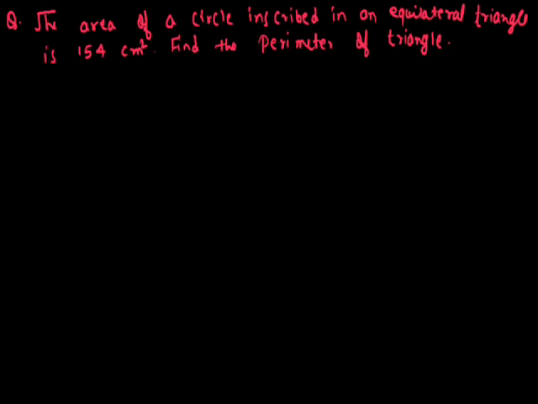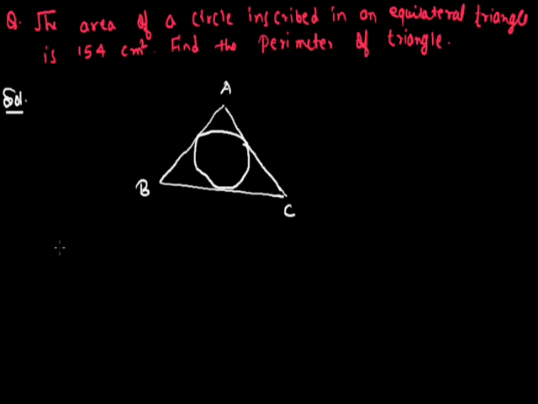Now we have to find the perimeter of the triangle. Now the solution. It is given the area of a circle inscribed in an equilateral triangle. Suppose ABC is an equilateral triangle. Now a circle is inscribed in it. Now it is given its area is 154 centimeter square.